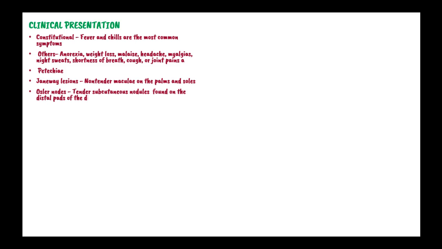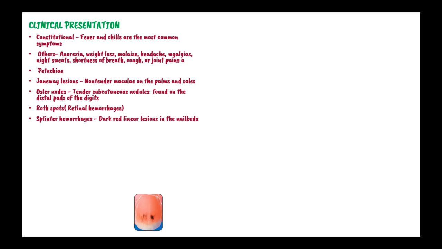The clinical features of endocarditis include constitutional symptoms such as fever and chills, which are the most common symptoms. Others include anorexia, weight loss, malaise, headache, myalgias, night sweats, and shortness of breath. Petechiae are a common feature. Janeway lesions are non-tender macules on the palms and soles, Osler nodes are tender subcutaneous nodules found on the distal parts of the digits, and Roth spots are retinal hemorrhages. Splinter hemorrhages are dark linear lesions in the nail beds. Heart murmurs and gallop rhythm are present.